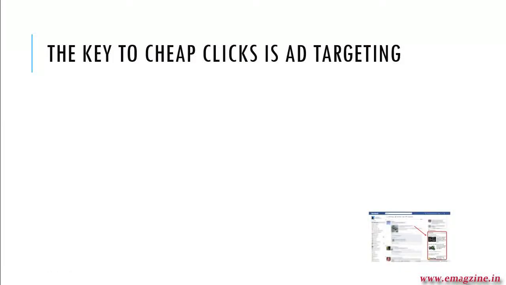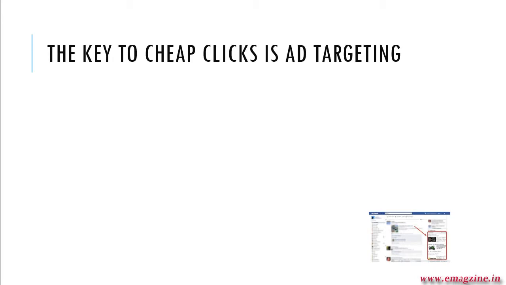Now, what we're going to talk about is we're going to go through part of the ad network process. And this is what you want to keep in mind as we go through this video. The key to cheap clicks is targeting. The more targeted that you can get with your ad, the better you're going to get in terms of cost per click. That's just the general rule.